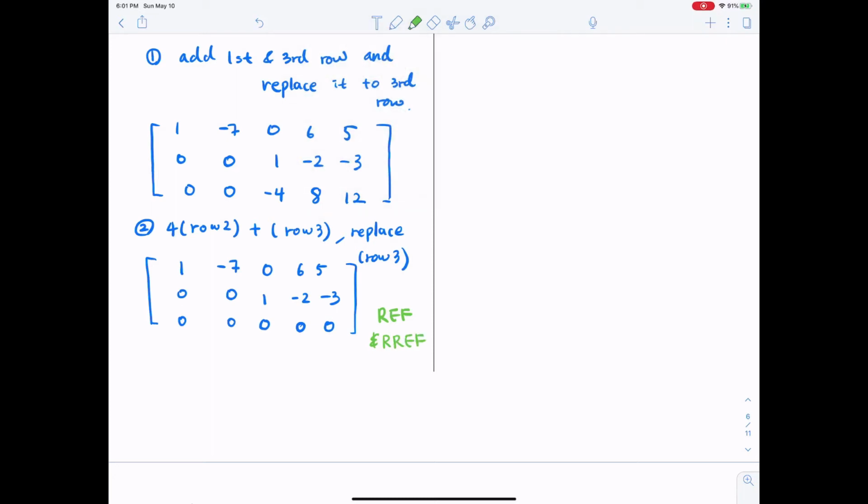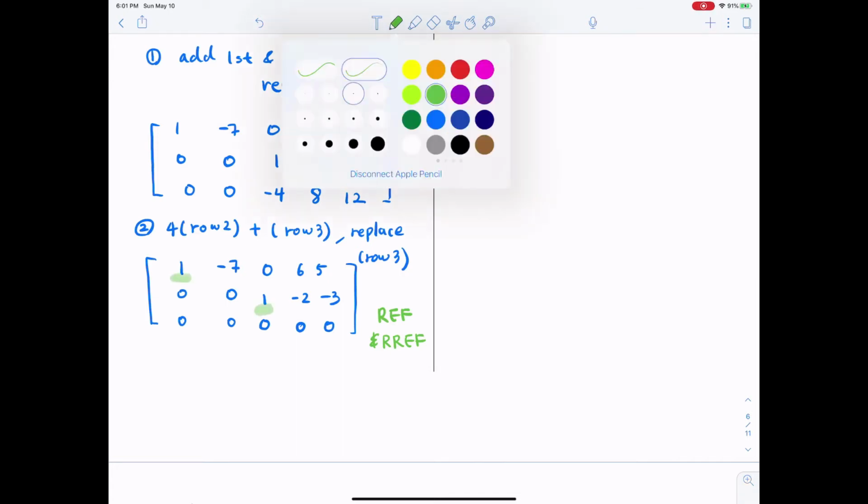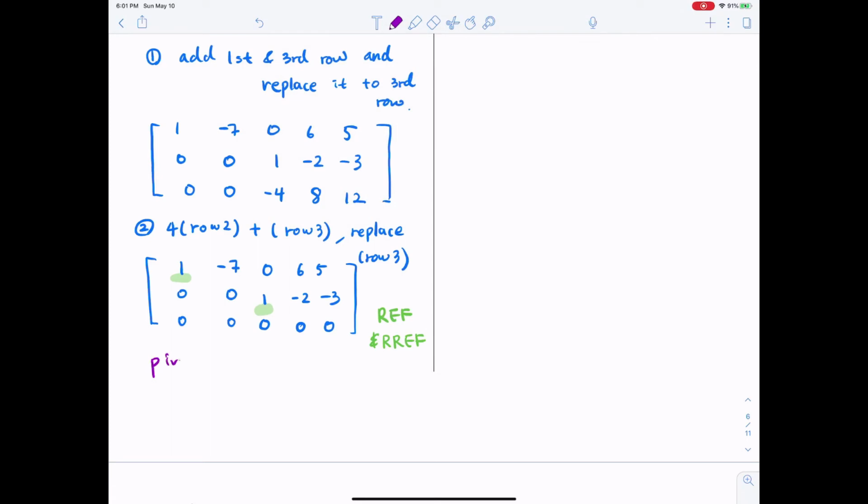So here we have pivot positions here and here. The pivot positions are the 1,1 entry, and the other one is on the second row and third column. And the pivot columns are the first and third columns.